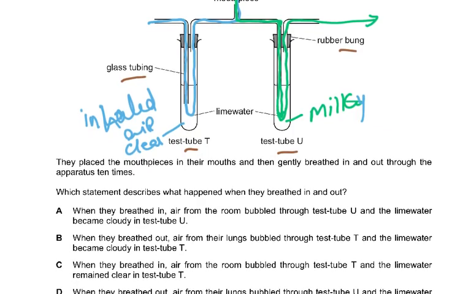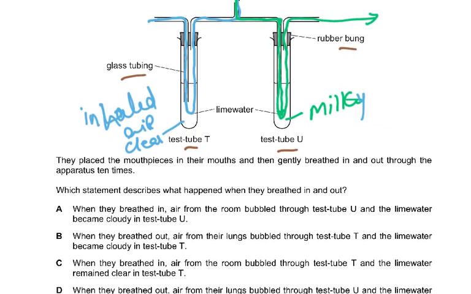Which statement describes what happened when they breathed in and out? When they breathed in, air from the room bubbled through test tube U. No, that's wrong. When they breathed out, air from their lungs bubbled through test tube T. T again, this is wrong.